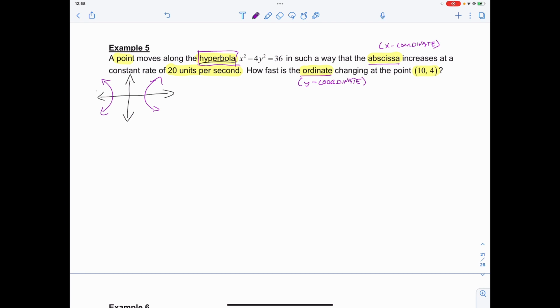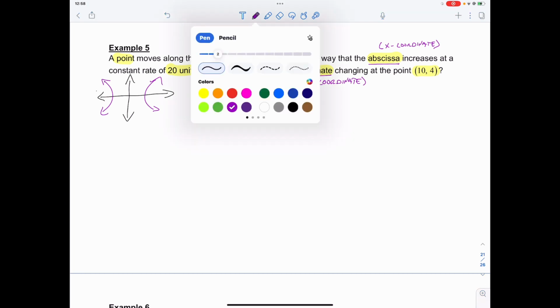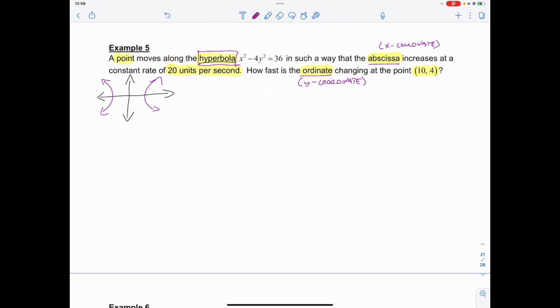Now this is important because in this case, given the information that we were told, we should know that the abscissa is increasing, so dx over dt is equal to 20 units per second. And we're trying to find how much the ordinate is changing, which means that we're looking for dy over dt. And this is at the point of 10 and 4, which obviously is my x and my y.